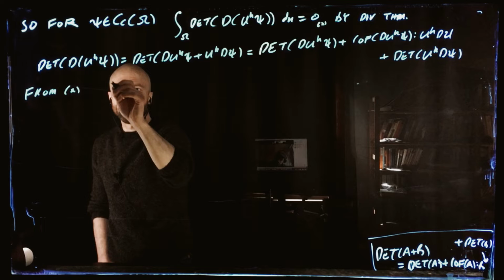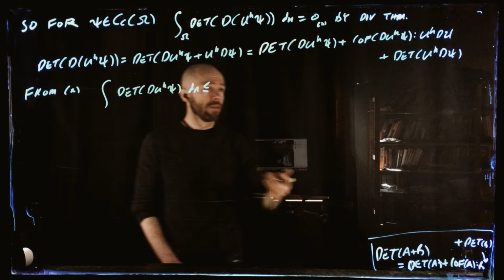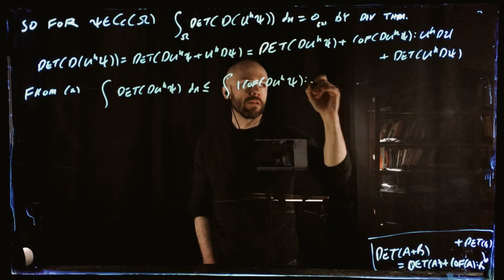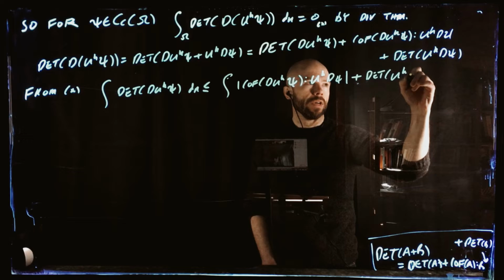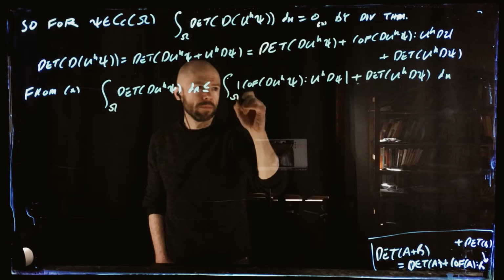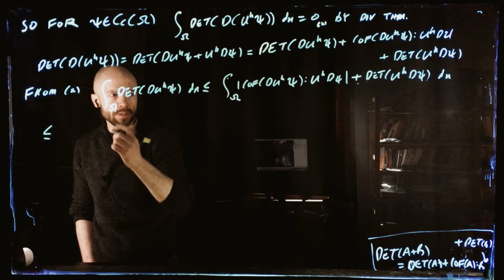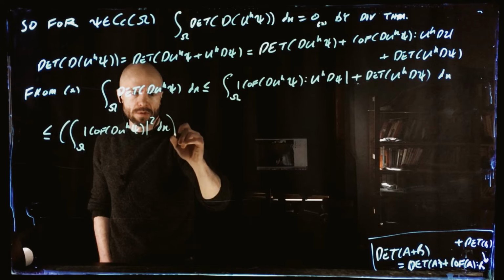So from star, what we know is that the integral of the determinant of D(u_h phi) dx is less than or equal to these other things. So the absolute value of the cofactor of D(u_h phi) dot product D phi, absolute value, plus the determinant of u_h D phi, like this. And then we are going to bound this by putting everything over omega, since it's a compactly supported test function in omega, so it's clear that's what we're integrating over. So anyway, let's look at this guy here. We can just apply Cauchy-Schwarz to it, so then this is less than the integral over omega of the cofactor of D(u_h phi) squared dx to the 1 over 2.